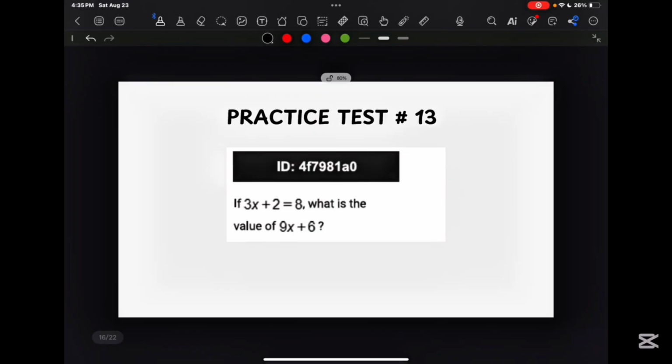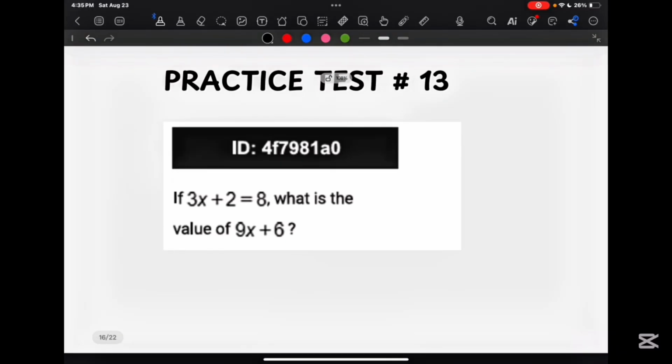Now, if 3x plus 2 equals 8, what is the value of 9x plus 6? Now, are you seeing this? There are two ways of solving this. So I'm going to show you the first way. So it's method 1. You can find the value of x, like this.